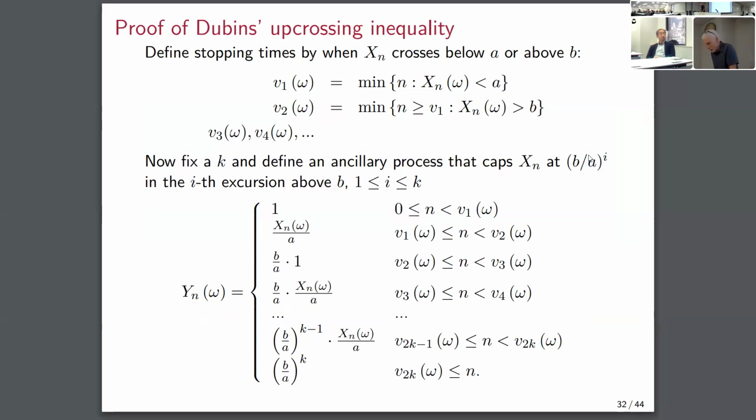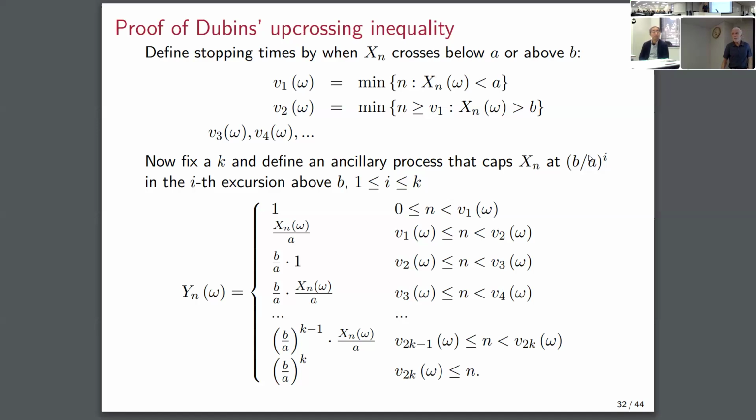Let's try and see. I'm going to define stopping times by when Xn crosses below A or above B. V1 is the first time that Xn is below A. V2 is the first time after V1 when X is above B. If we start above B, that doesn't count. We have to first be below A and then be above B. V3 is the first time we're below A after V2. So these are the times that we're crossing our two bounds.